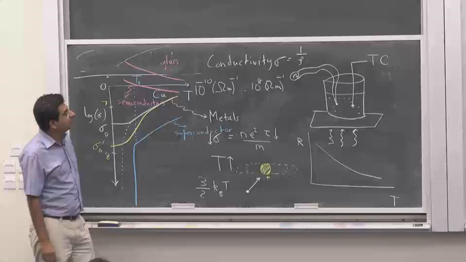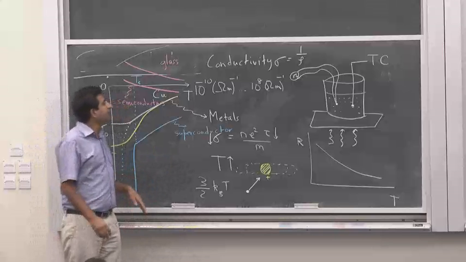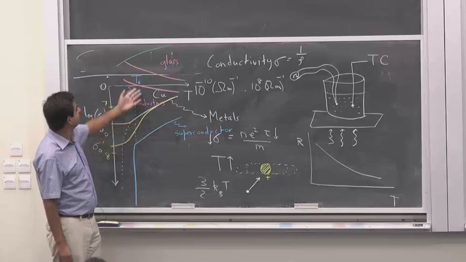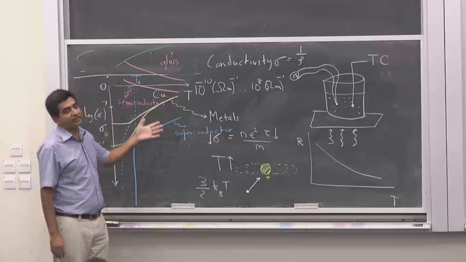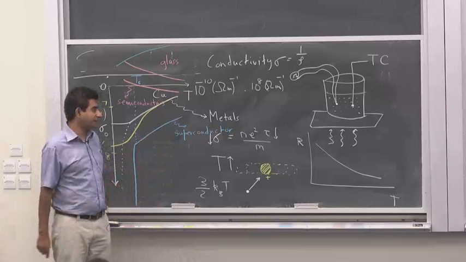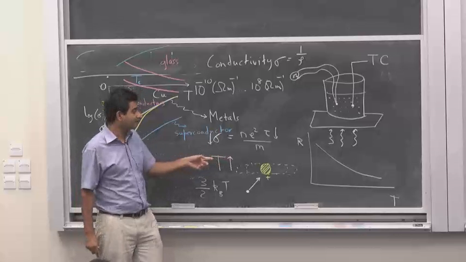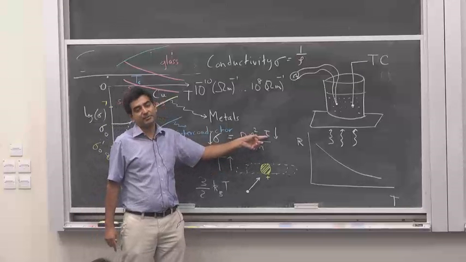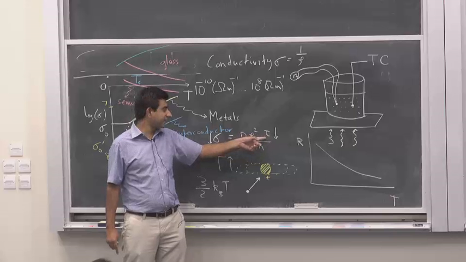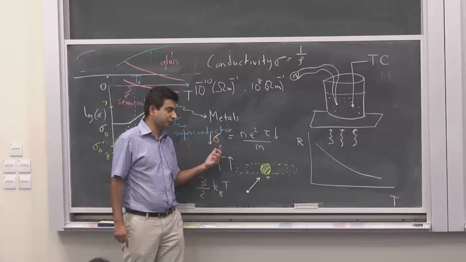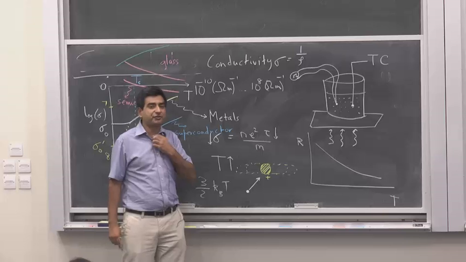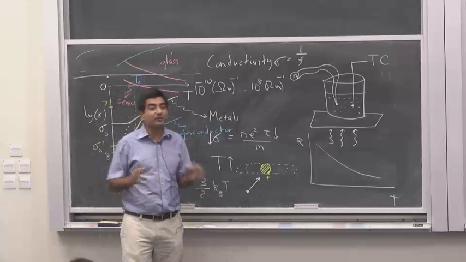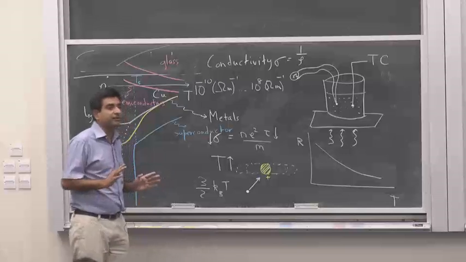Okay? But the question is, why do semiconductors have this kind of behavior? Why does their conductivity increase with temperature? If you look at this naive formula, ideally, if you increase the temperature, this scattering time should go down. And if this scattering time goes down, the conductivity should go down. But semiconductors are actually showing the complete inverse behavior. Now we would like to come up with a description of how semiconductors really work.